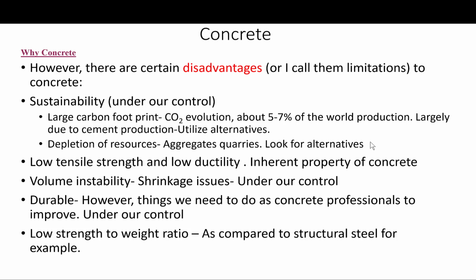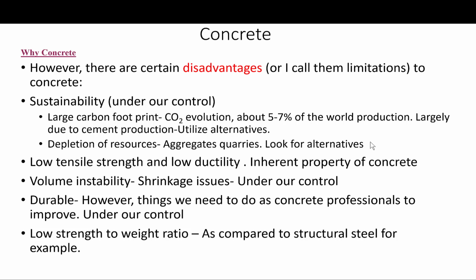Okay, as concrete offers many advantages and we can do a lot with concrete, however, there are certain disadvantages, or I call them limitations, to concrete. For example, sustainability. Although this is a problem that is under our control and we can do something about it. For example, the large carbon footprint, the CO2 evolution. About 5 to 7% of the world production is attributed to concrete. This is largely due to cement production. How can we overcome this problem? By utilizing alternatives to cement, as we can see.